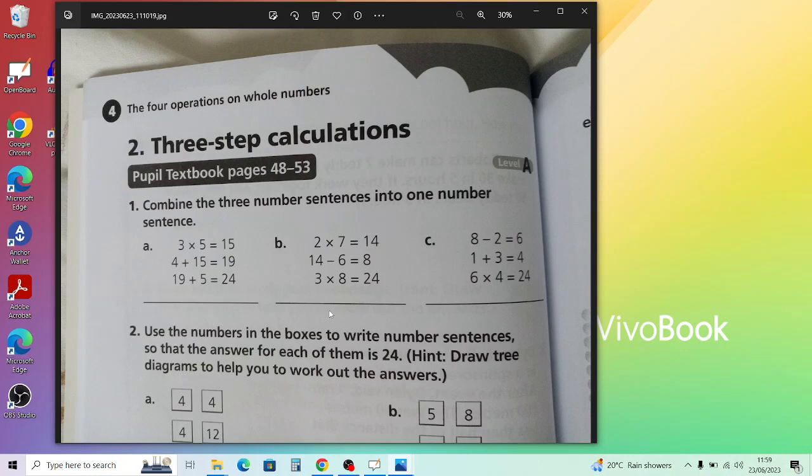Or is it just a case of just adding them together? 7 plus 5 is 12. 12 plus 8 is 20, and that'll be 26. So no, so 2D is a bit more tricky.